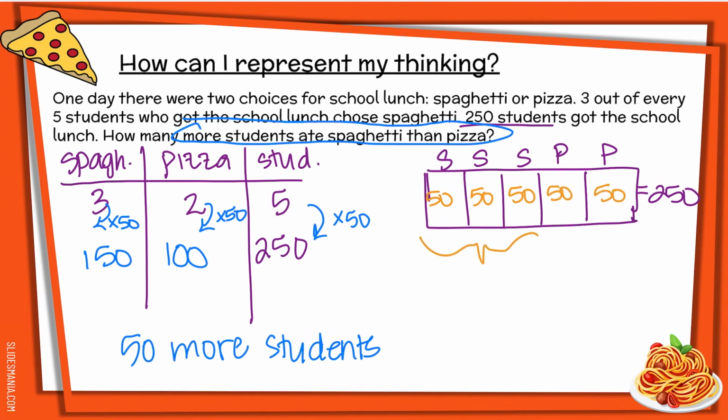So I can see that 150 students got spaghetti and 100 students got pizza. So 50 more students chose spaghetti. Again, guys, this is the same way to solve the problem. We use the same kind of thinking. It was just a different way to represent it.